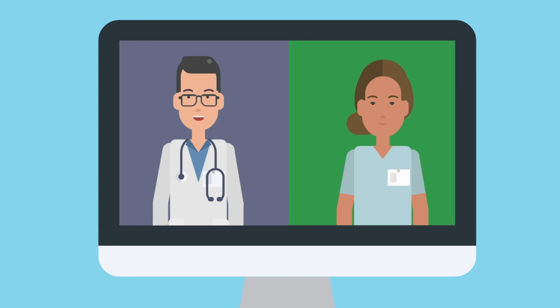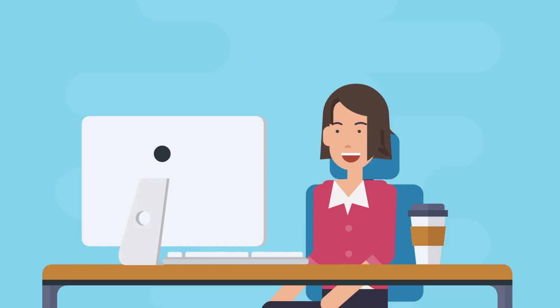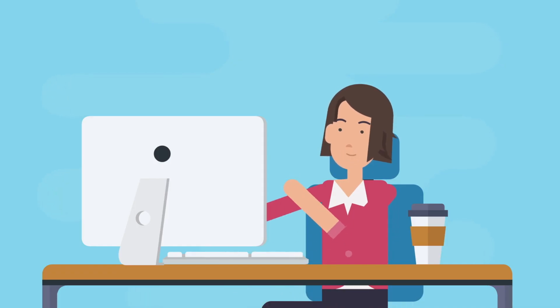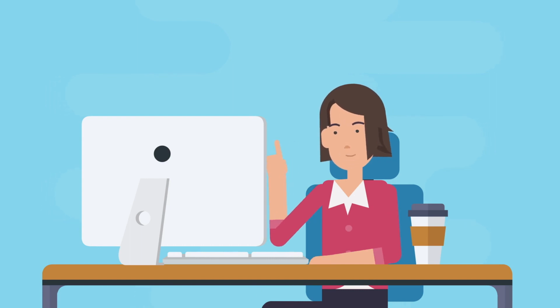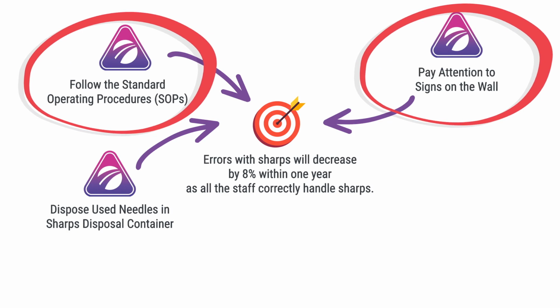That should decrease the number of errors. The next step is to identify what actions people need to do and then ask why to drill down further. Michelle asked the question why several times during this phase to discover the underlying issues. She's already discovered 2 actions that the nurses are supposed to do: follow the standard operating procedures and pay attention to the signs on the wall.